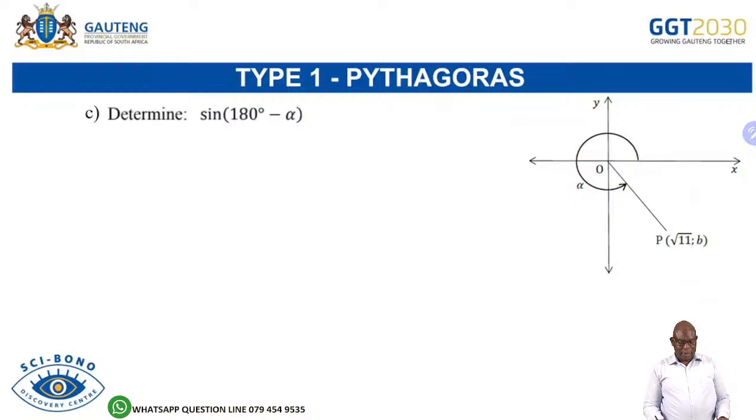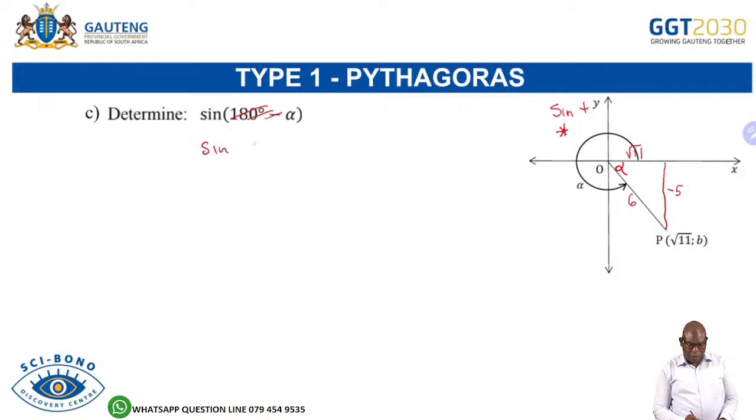Same thing here in the same question, we're still using the same sketch, so that one will be -5, that one is square root of 11, and that one will be 6. So that is my alpha. In this case, you are given the reduction formula, the sine of 180 degrees minus theta. What should I do first? I must first work out the reduction, so 180 minus alpha is in the second quadrant. In the second quadrant, sine is positive. So we're going to ignore that and write sine of alpha.